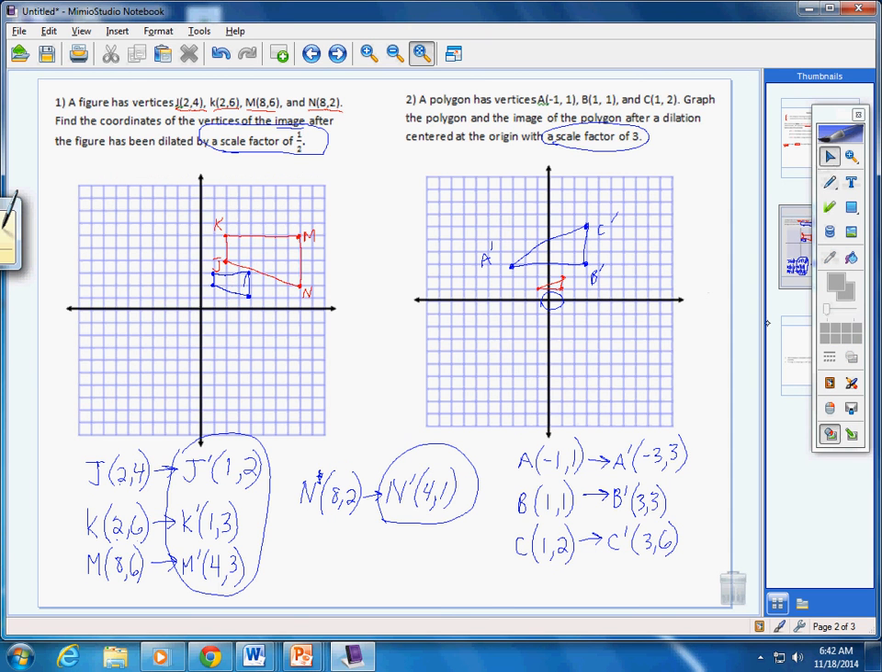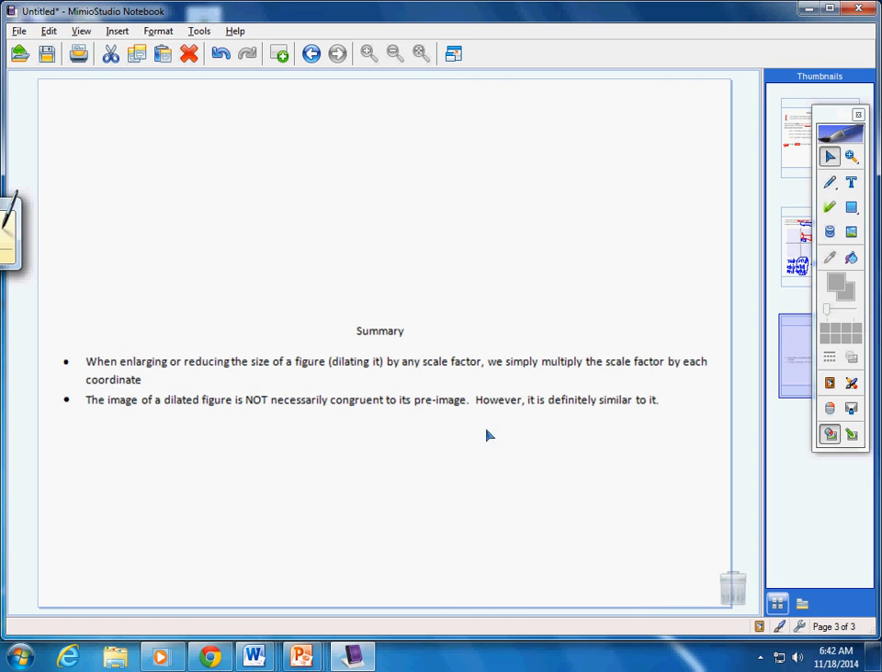Alright, one more slide here. Just want to double check what we've done today. It says when enlarging or reducing the size of a figure, so when you dilate it by any scale factor, you simply multiply the scale factor by each coordinate. We did that in both of our examples. Makes it pretty simple. Even if your scale factor is 2/3 or 7/9, you still take the scale factor 2/3 and you multiply it by each of your x and y values in your coordinates.